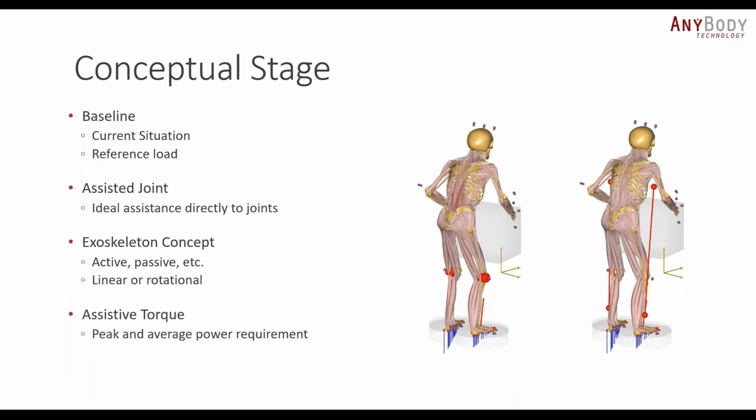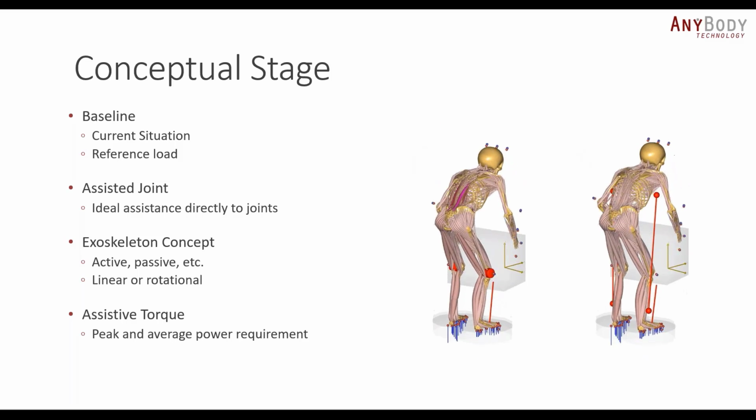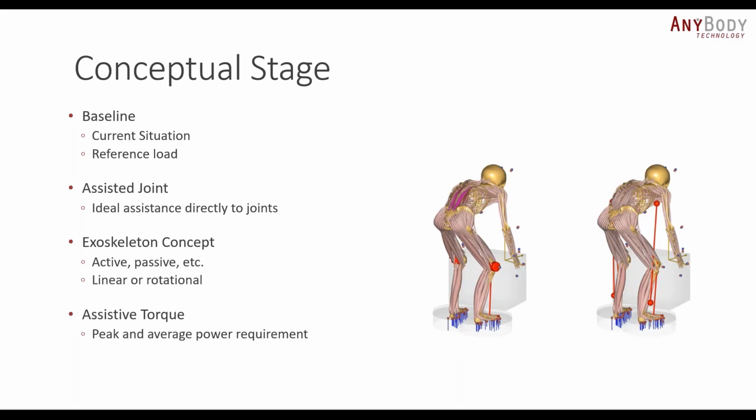Going a little bit more in detail, at the conceptual stage, what you are looking at is to establish a baseline. By that, I mean you want to look in detail at the current situation. You want to look at the task or activity in hand and look at the internal body loads. Equally important at this point is that you want to look at a reference situation to define the target for your exoskeleton. So how much should the target load be compared to the load that you've seen in the current situation.